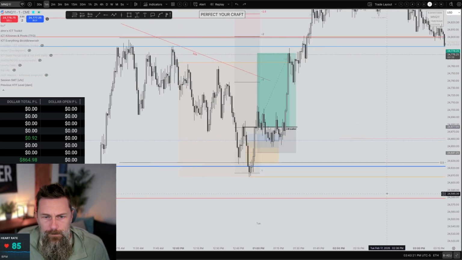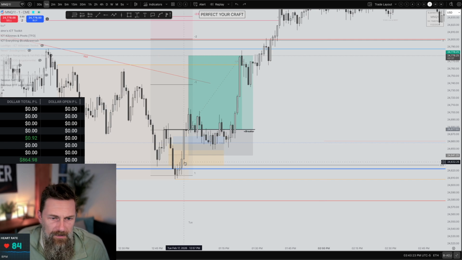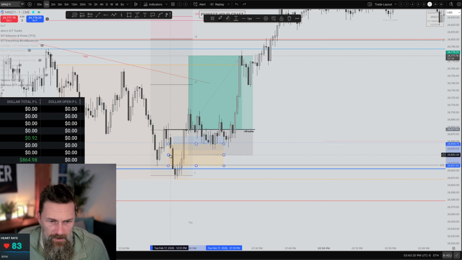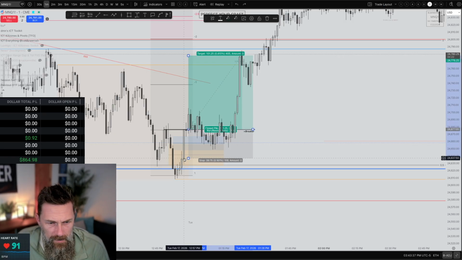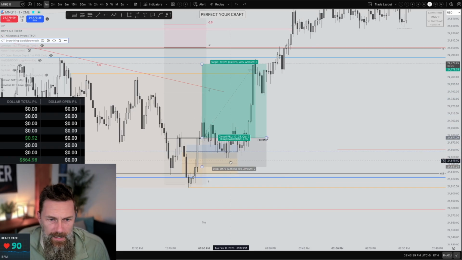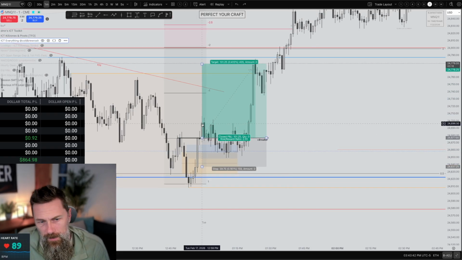So anyways, saw the lunch raid. We had this inversion fair value gap right down in here, this nice looking inversion, but this candle closed so hard above it, I just went in on the breaker and gave myself a little bit of room. I forget, my stop might have been more like down in here originally. And then we got some nice movement to the top side.